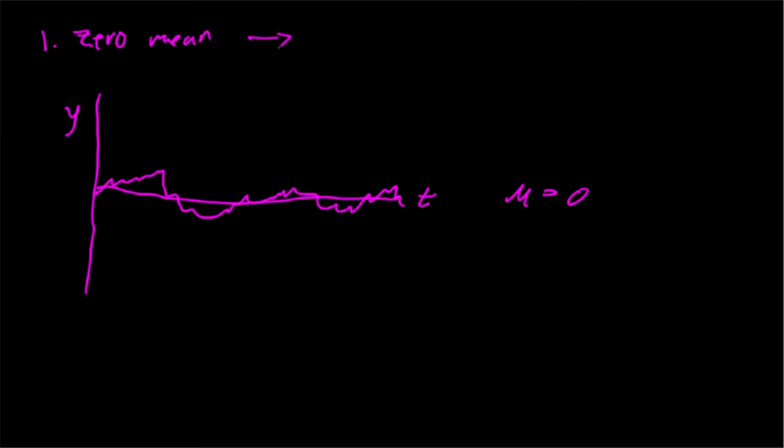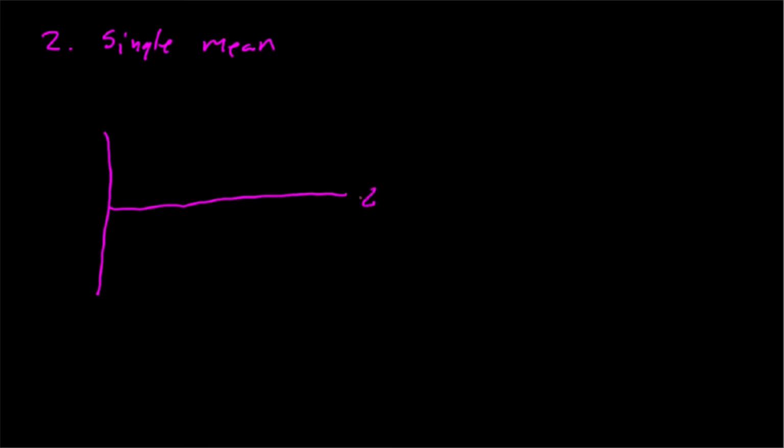Again, we're going to imply here, but we're not going to state it. The variance is also constant. I'm not going to specify what it is, but it's constant. So the second type of stationarity you're going to see is what we call single mean stationarity. So what this implies is that you have your data again here, and your process is going to be somewhere non-zero, but again, your mean is going to be constant, but it's going to have some value.